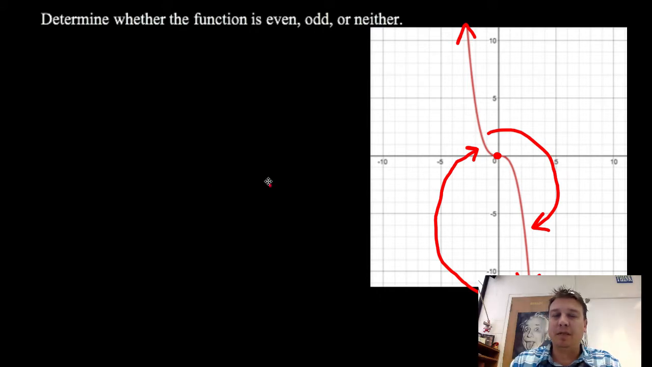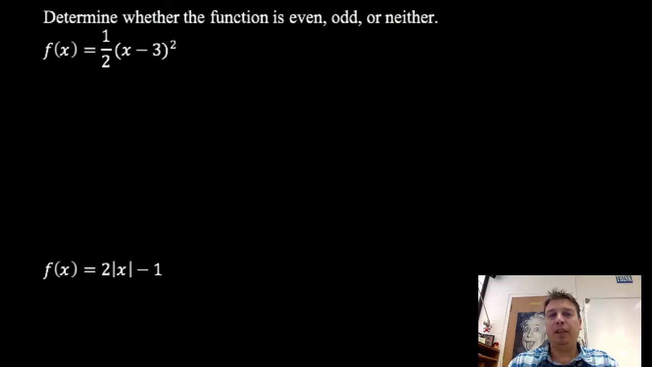So that makes this function odd. And if you have your paper, you can actually do the exact same thing. You go ahead and hold your pen here, spin it around 180 degrees, and if it looks exactly the same, you have an odd function. So now what about when we have an equation? We have to figure out if it's even, odd, or neither.